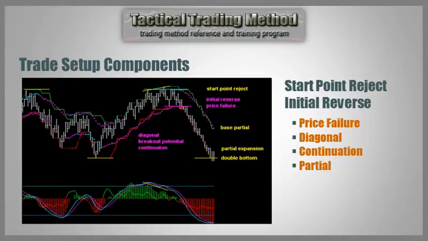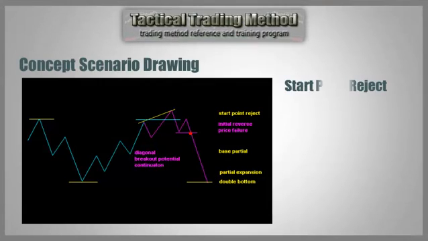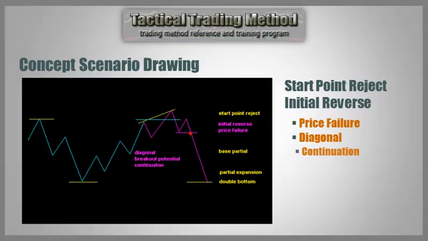I'm going to conclude this video with a concept scenario drawing of the chart we have been discussing. The scenario drawing is supposed to be specific to a given scenario, in this case the start point reject initial reverse trade setup and when it is best traded. Additionally, the drawing should be an accurate representation of the chart with the setup, and thus to better become able to visualize the setup as it develops while trading.